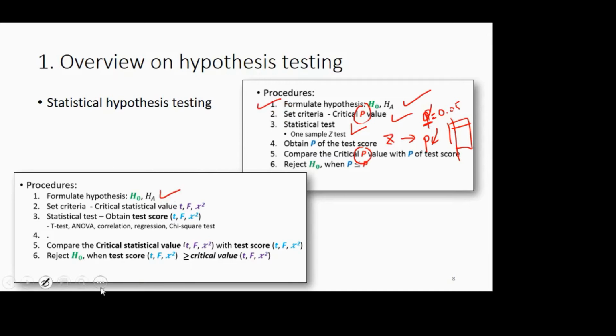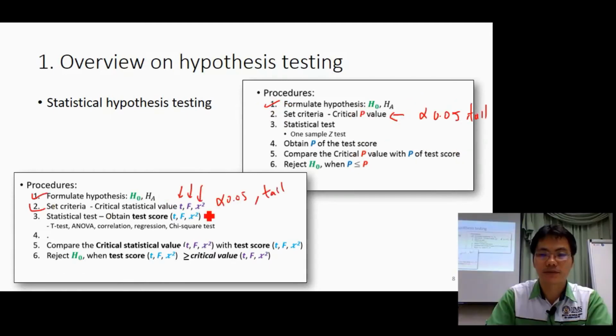The first thing is still the same: formulate a research hypothesis. Then the second step, you set the criterion alpha, 0.05, and also the tail, one tail or two tail, same as before.